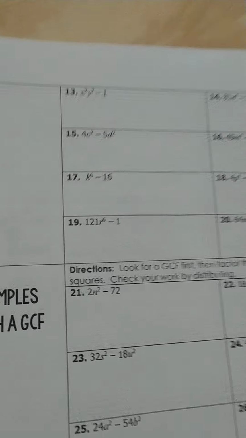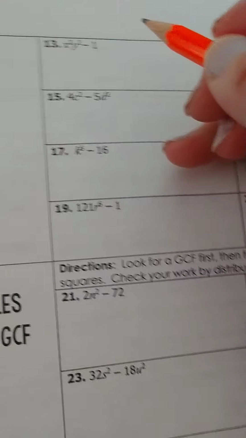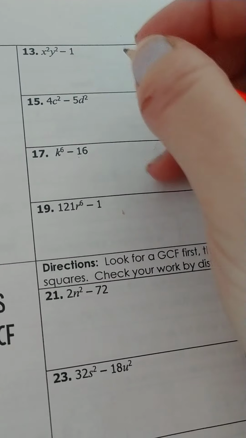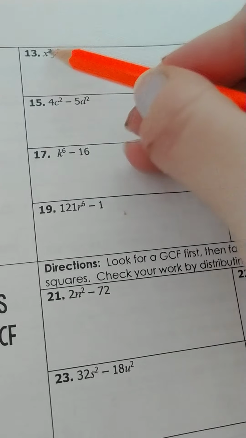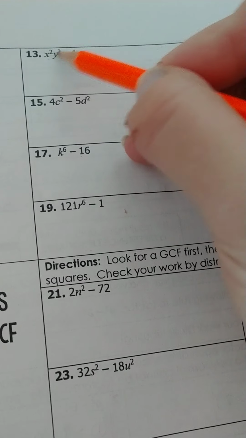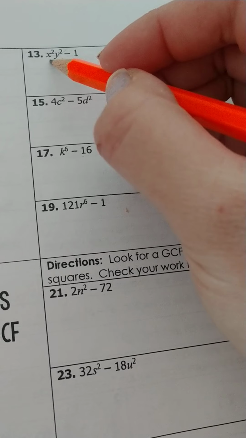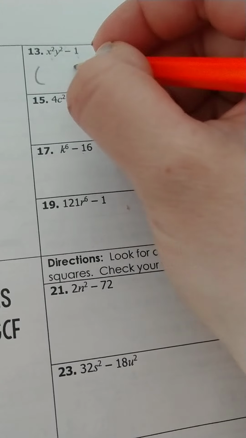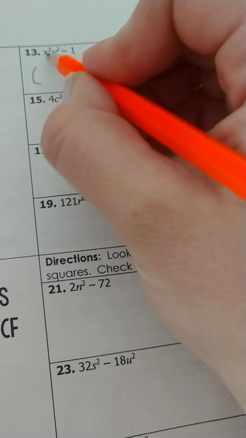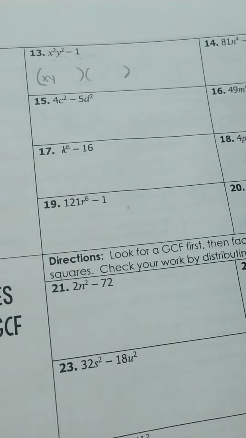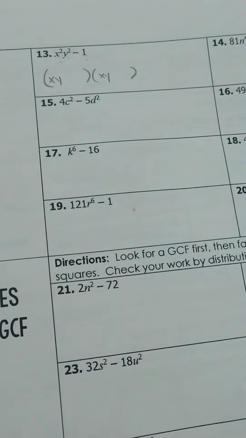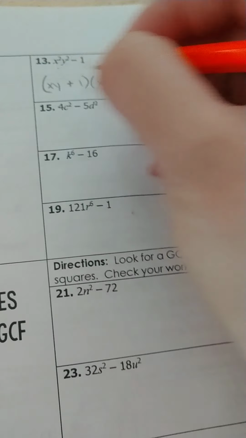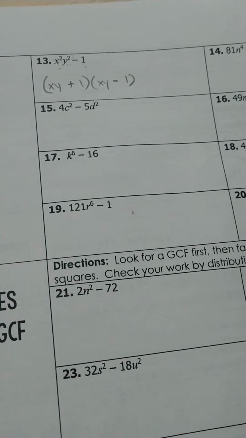All right. Number 13. This one's kind of interesting. You've got x squared y squared minus 1. Well, both of these have an exponent of 2, right? That means that's a perfect square. Is 1 a perfect square? Yes. Is that a subtraction sign? Yes. So x squared y squared is going to split into xy and xy. 1 splits into 1 and 1. So you're going to have xy plus 1, xy minus 1.